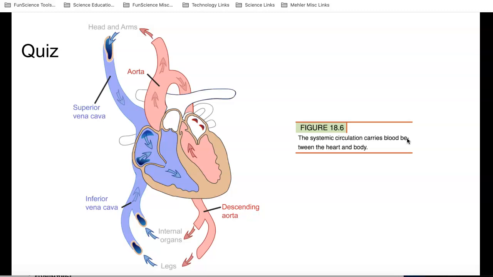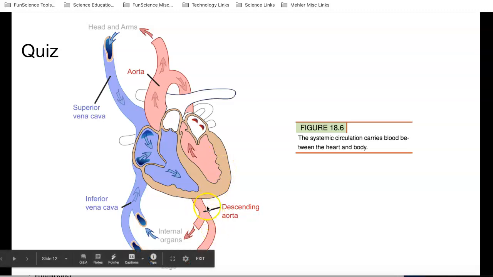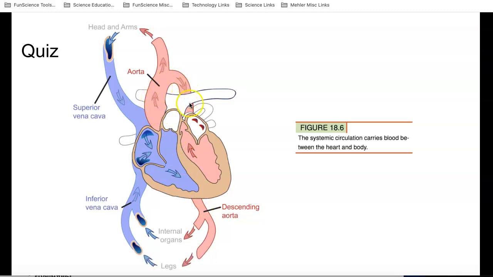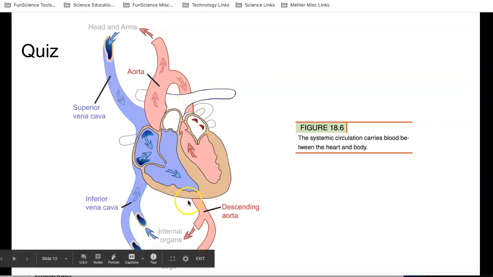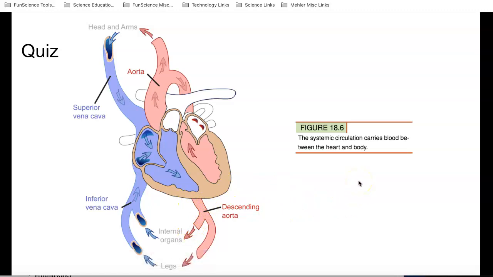This is the systemic circulation system. So take a look at what happens here. The aorta, the reddish one, comes up from here. This is oxygen-rich blood. It comes up, it splits, it goes down, it goes behind the heart, and this is the descending aorta, which delivers blood to your internal organs, but also down to your legs.